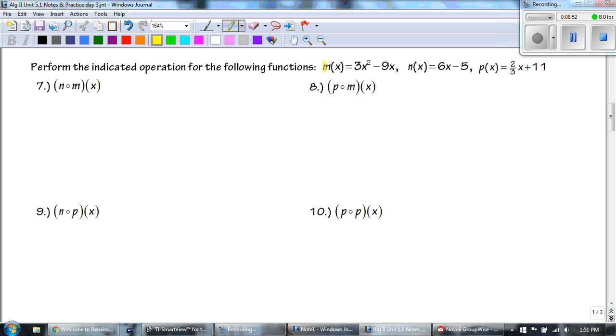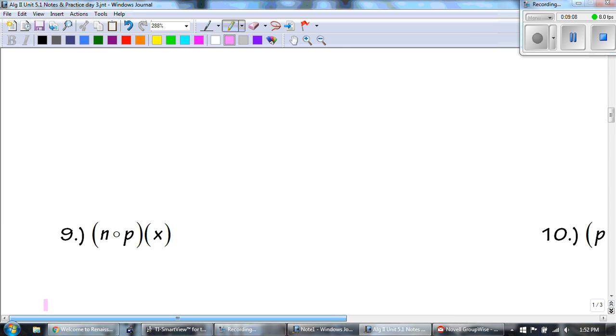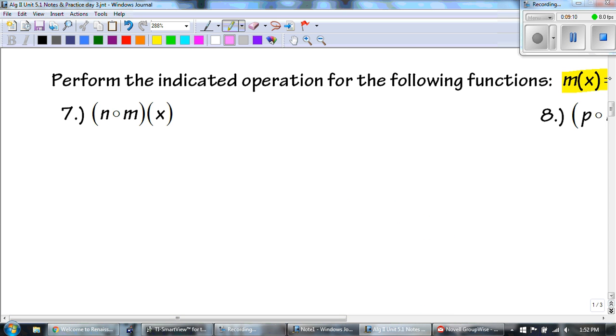So we're going to be doing the same thing. M of x, n of x, and p of x, okay? I'll do 2 of these with you, and then you're going to do 2 on your own, okay? So I'll do number 9. We have n of x. So I'm going to start with my n of x, and then I'm going to plug in, sorry, you know me, I got to color coordinate. So I'm starting with my n, and then I'm going to plug in my m.